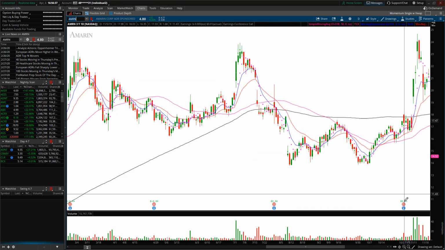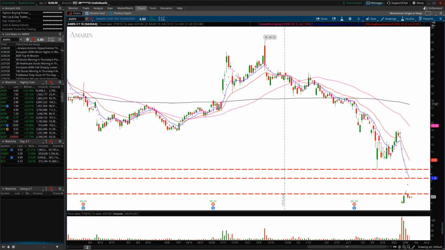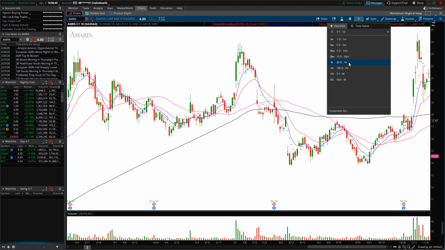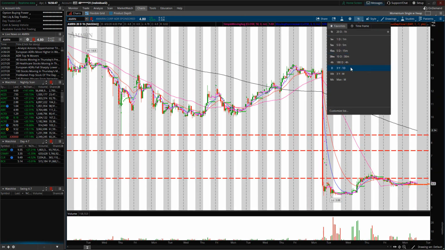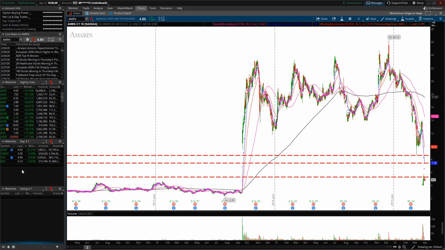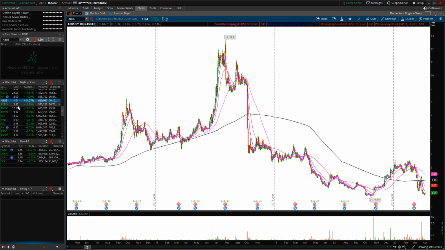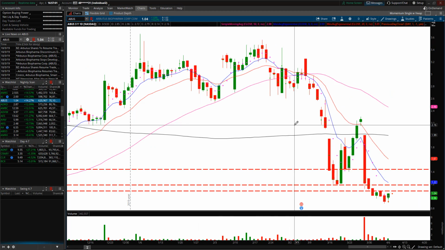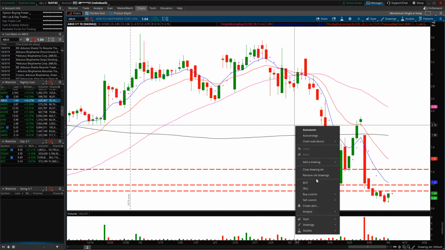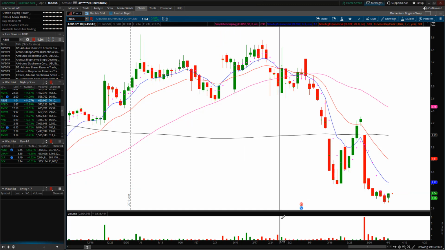Weird. It may be a flag, but I don't know. Let's take a look at the hourly. Yeah, it's kind of not looking so hot on the hourly. Let's try to find one more. I want to find at least one. Oh, now, okay, this one. I'd like to see a little bit more.